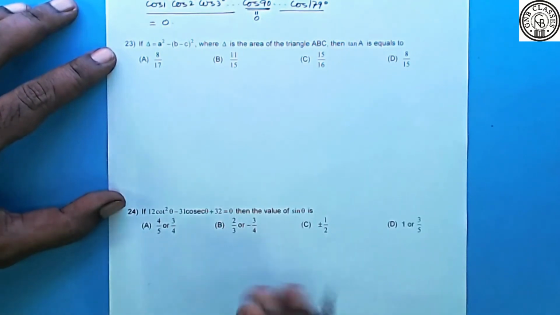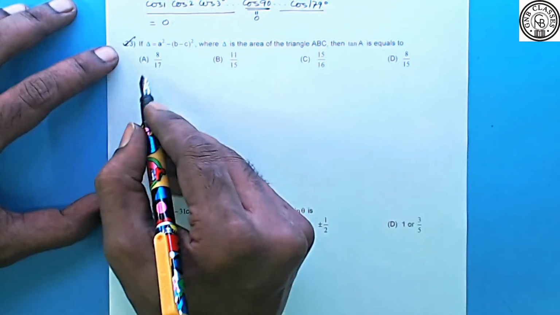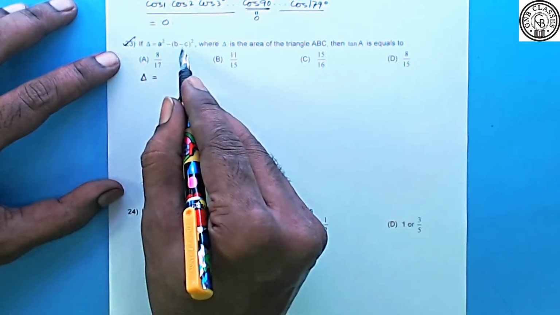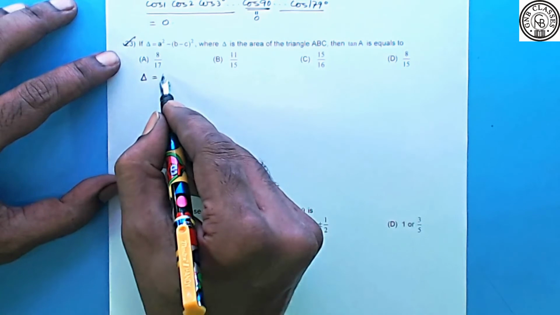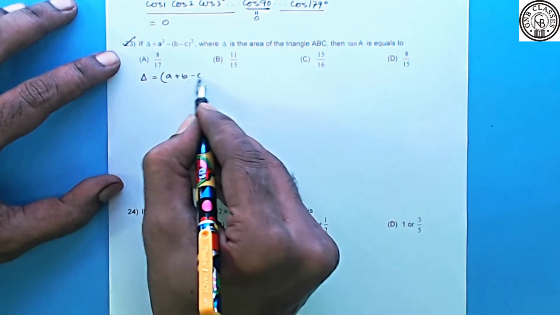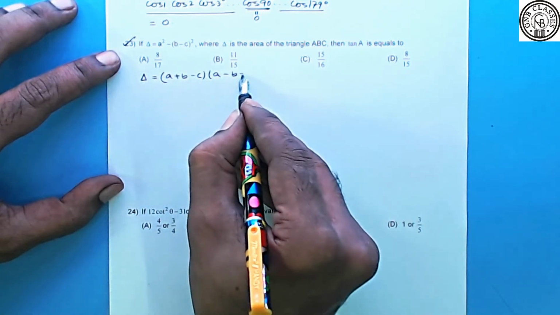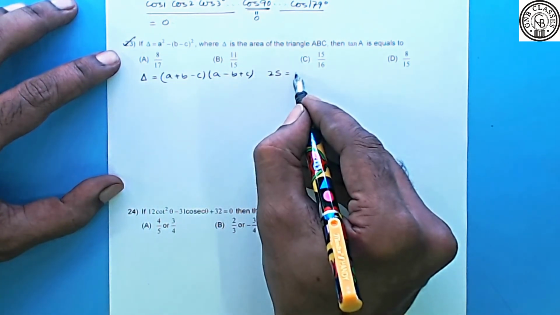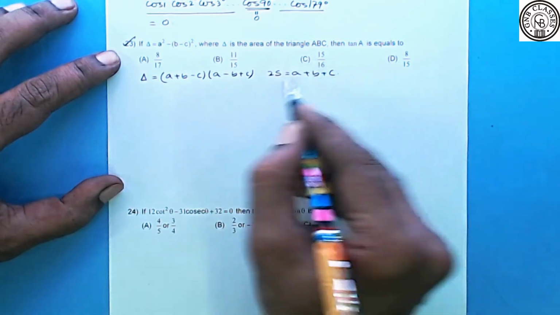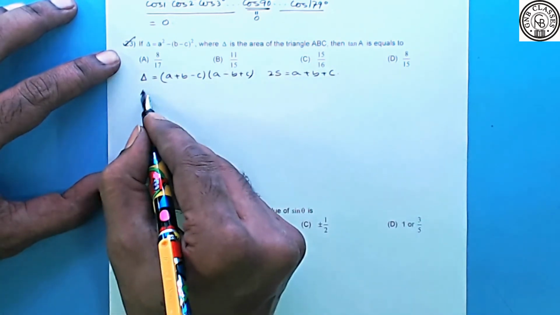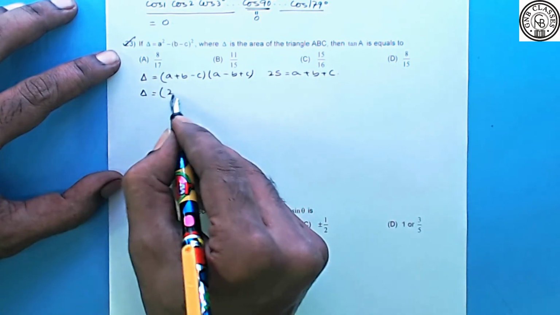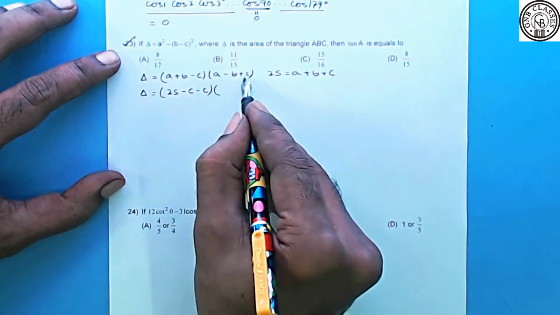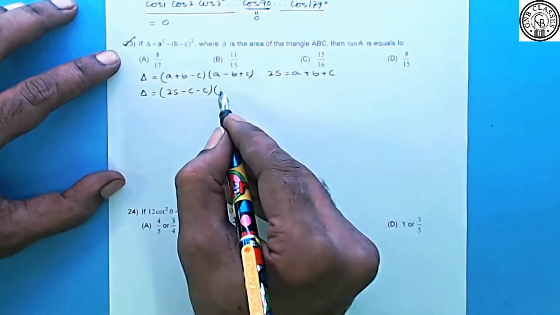Question number 23. If del equals a square minus b minus c whole square, I am applying the formula of a square minus b square. We all know that 2s is a plus b plus c, where s is the semi-perimeter. Therefore, your del can be written as 2s minus c, and in this case a plus c can be written as 2s minus b.